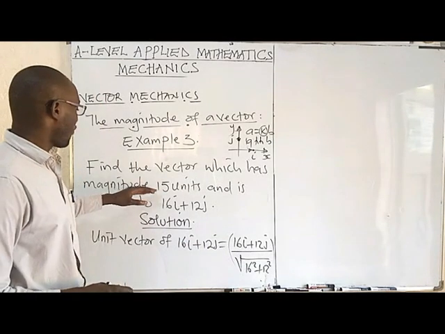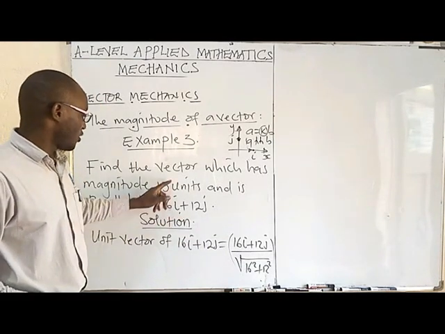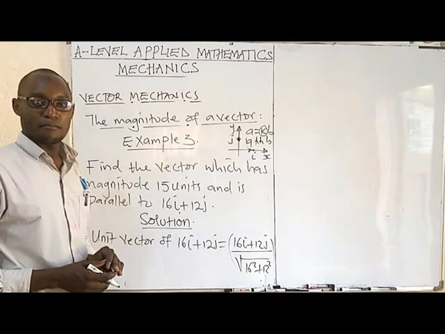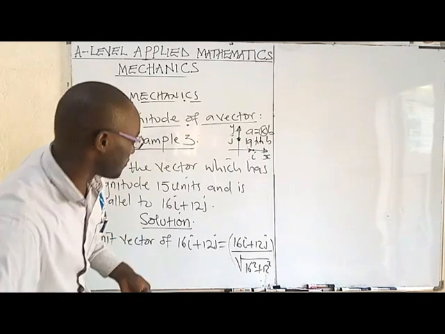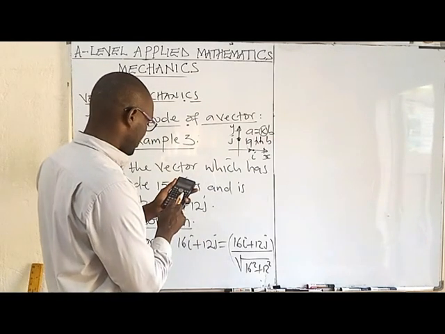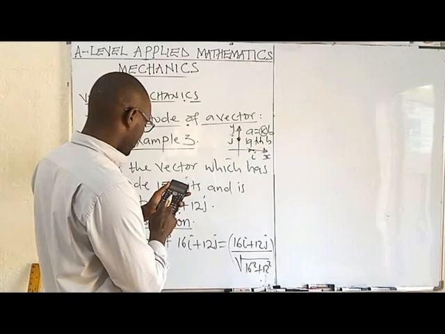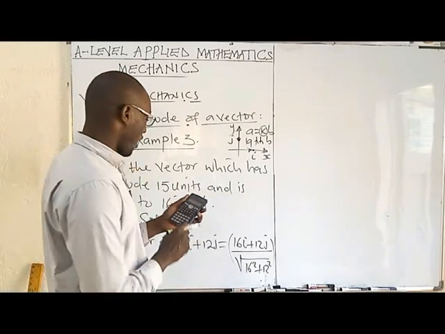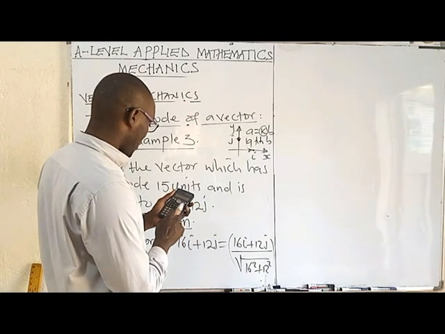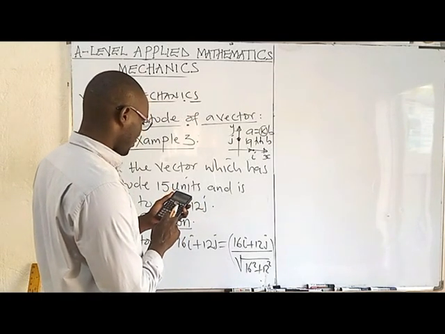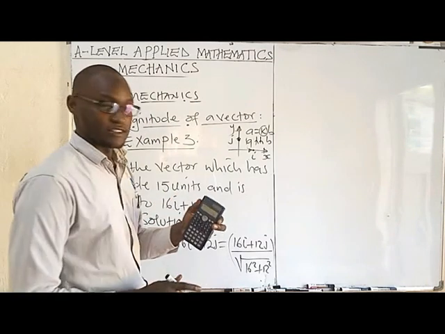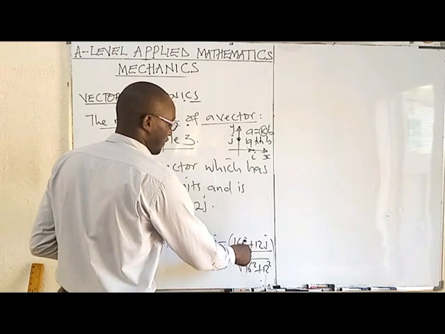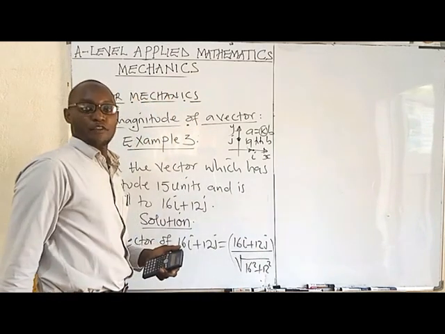But what we are looking for, that parallel vector should be of magnitude 15. So we are going to multiply that by 15. Let us first simplify this. We know very well that 16 squared plus 12 squared is 400. So the square root of 400 is 20. Indeed, it is 20. So this is the same as 16I plus 12J over 20.